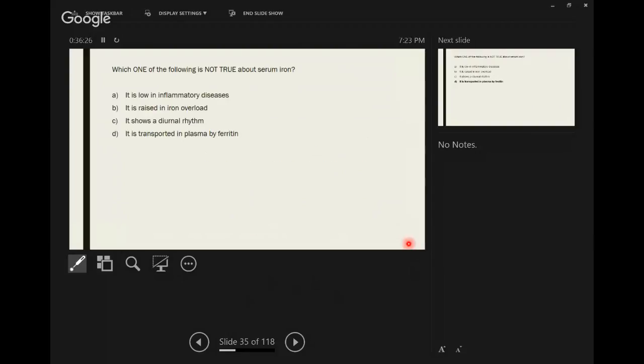What's not true about serum iron? You get to name someone. Right up there then, I think, once you've read it.